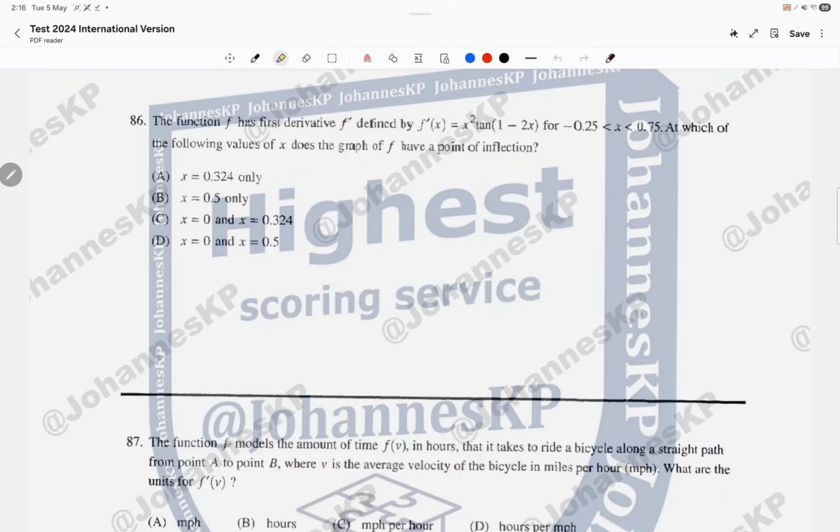Okay, so for the points of inflection, we have to take the derivative of this and see when the derivative hits 0, basically the x-axis, as long as there's a sign change on the left and right. Let's go ahead and graph it with the window limited from here to here.